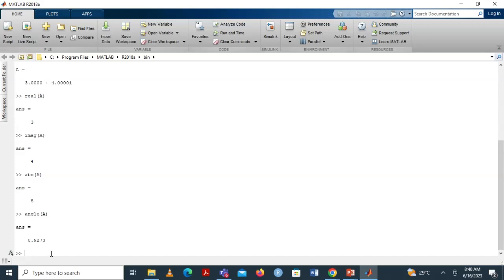So if I type, let's say, f is equal to angle a multiplied by 360 divided by, let me open bracket, 2 multiplied by pi, and I press enter, it is going to return the angle in degrees.